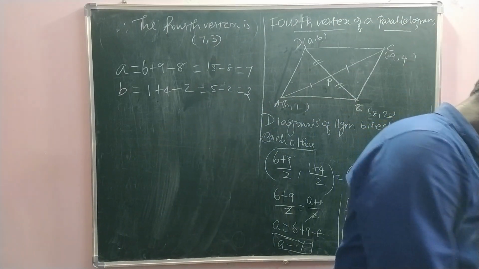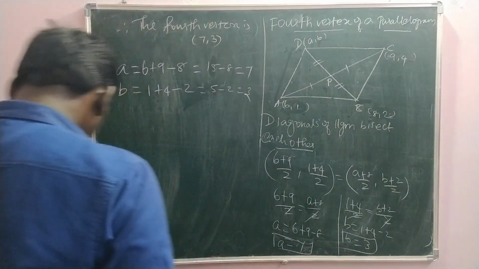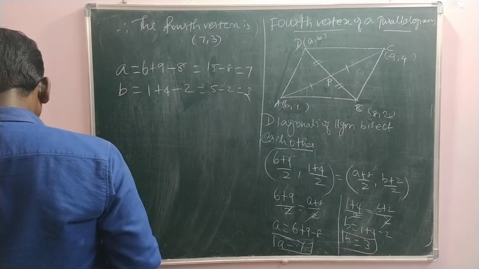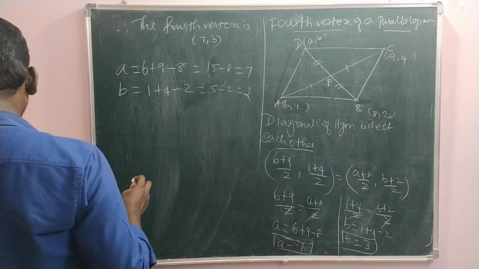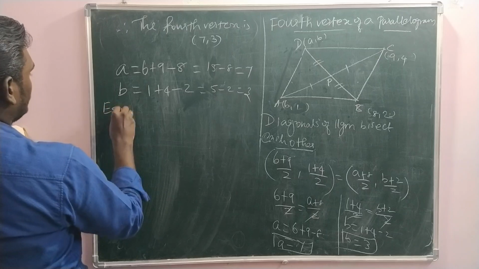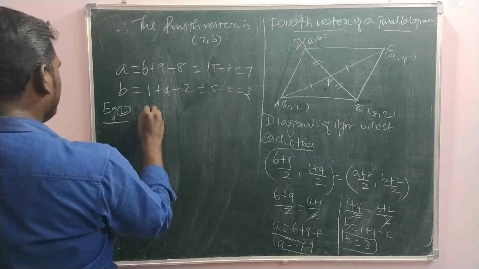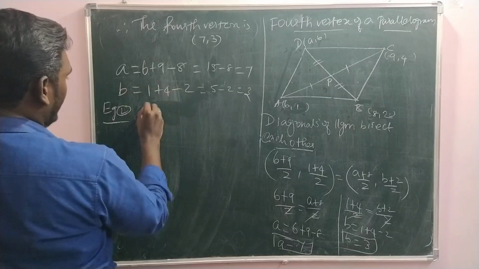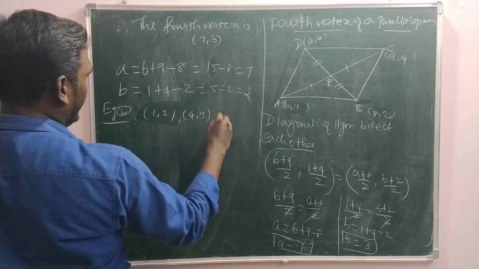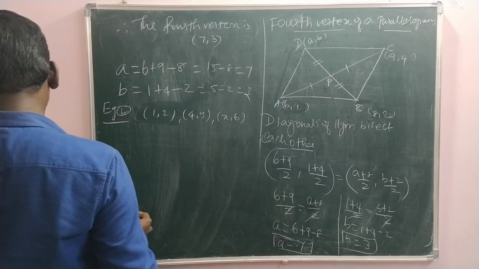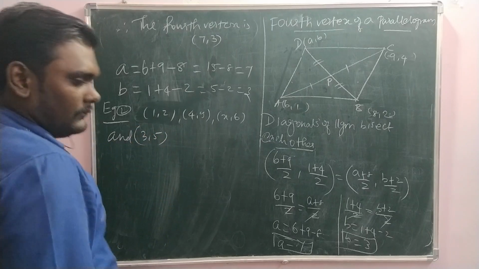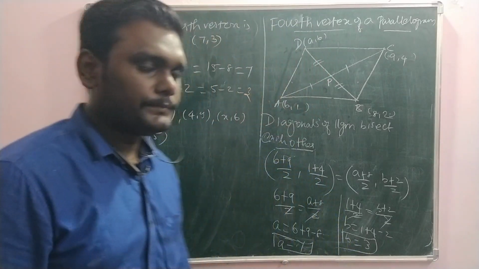That's all. Okay. Now I'll give you one more question. See, example 2. The vertices are given directly: (1, 2), (4, y), (x, 6) and (3, 5). Does our shortcut work here?